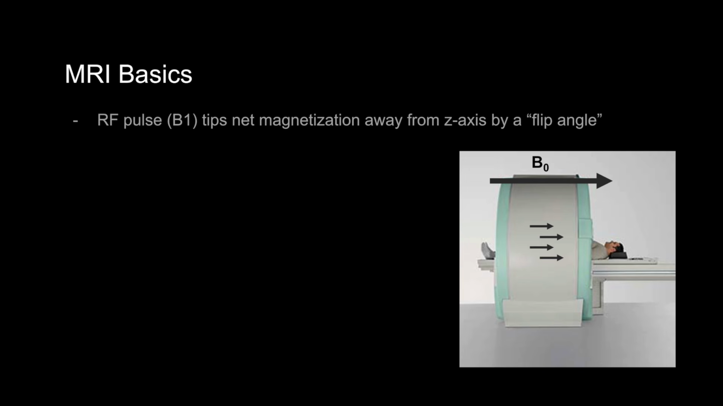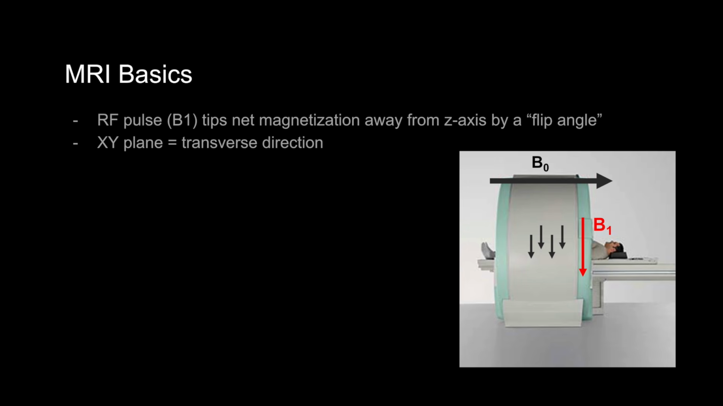What matters most is that the RF pulse tips the net magnetization away from the z-axis and into the xy plane. How much it tips away from the z-axis is called the flip angle. Here, for simplicity, let's say that this is 90 degrees for now, and again, with this 90-degree RF pulse, shown here with B1, the net magnetization is tipped into the xy plane, again perpendicular to the z-axis that we described prior.